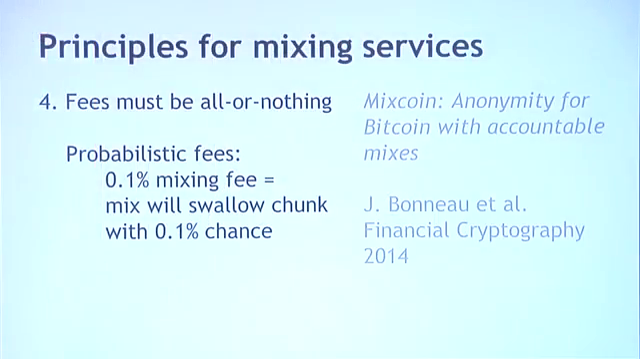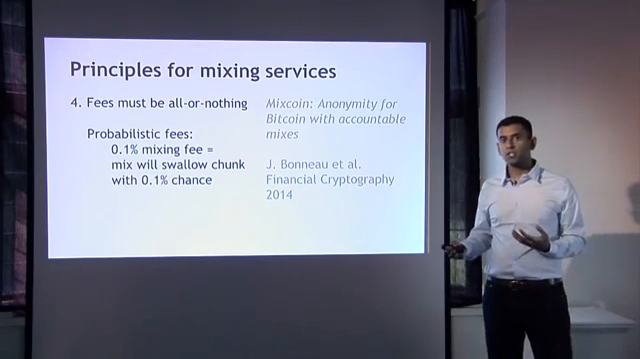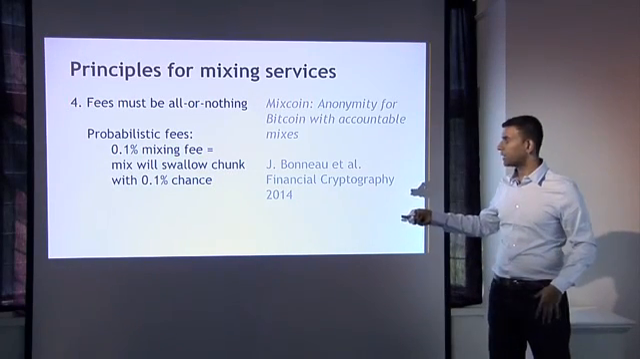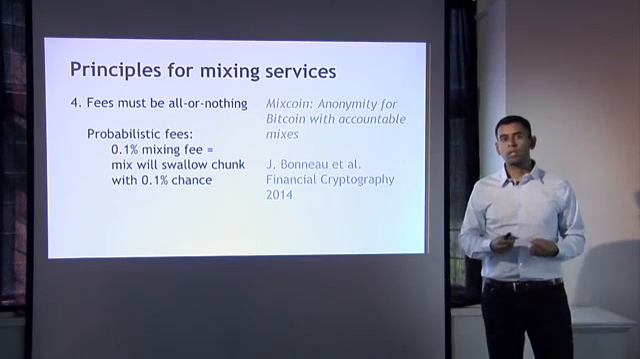So what is a way to avoid this? We proposed that these mix fees should be all or nothing. In other words, the mix should either swallow the whole chunk with a small probability, or should return the whole chunk. So if the mix wants to charge a 0.1% mixing fee, this is, by the way, very different from the transaction fee that mining nodes charge. This is a mixing fee on top of that. So if the mix wants to charge a 0.1% mixing fee, then 1 out of 1,000 times, the mix should swallow the entire chunk. And 999 times out of 1,000, the mix should return the entire chunk without taking any mixing fee.